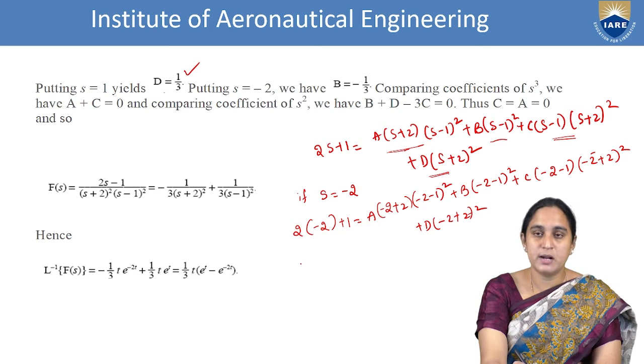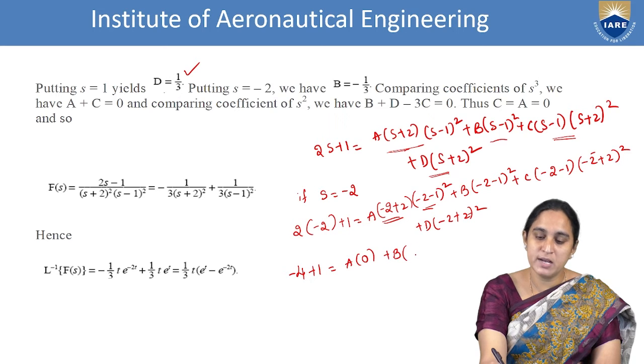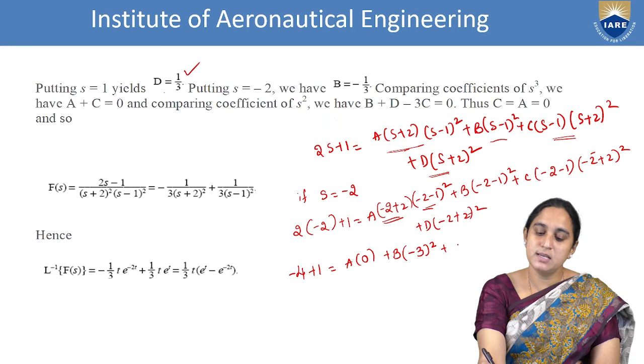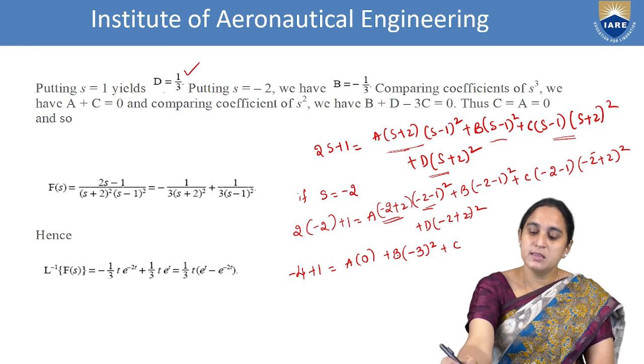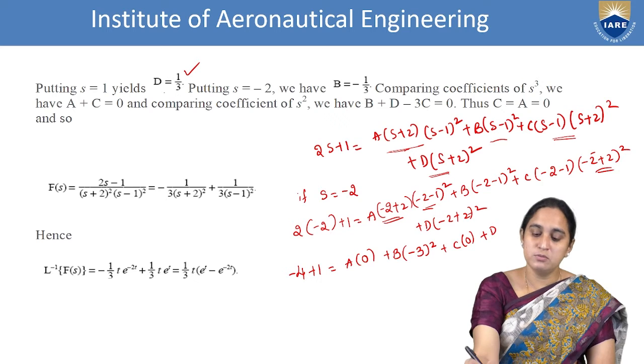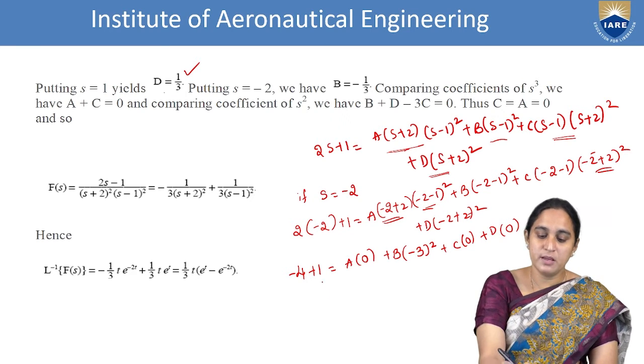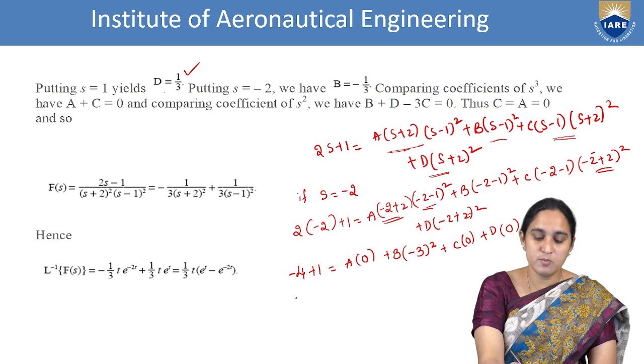From that, the LHS part: 2 into minus 2 minus 4 plus 1 is equal to, here, minus 2 plus 2, that is A as 0, plus B into minus 2 minus 1, how much is that? That is minus 3 whole square, plus C into, what about the C part here? There also minus 2 plus 2, that means this as 0, plus D into minus 2 plus 2, that is 0. Therefore, here minus 4 plus 1 is how much? Minus 3 is equal to B of A0, C0, D0.